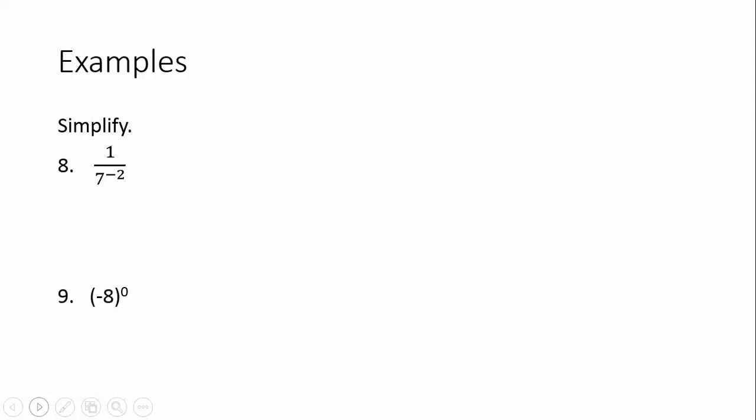Example 8, the negative exponent's already in the denominator, so we need to move it back to the numerator. We're going to move it back to the top. 7 squared, or 49.